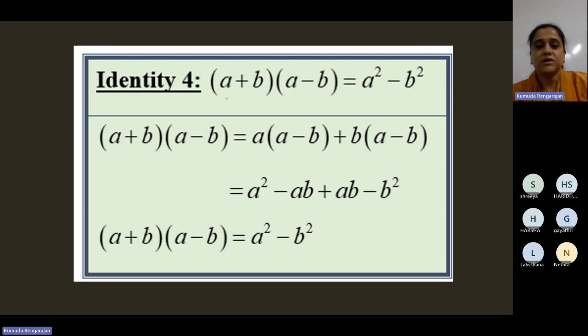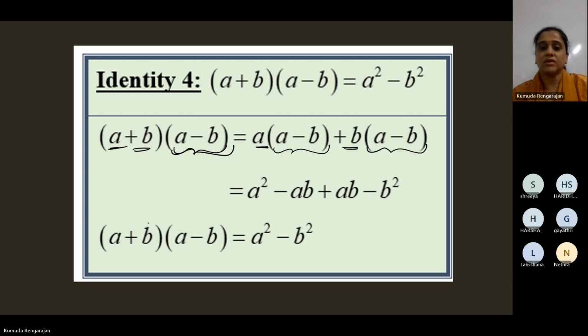Again, familiar. A plus b into a minus b is equal to a squared minus b squared. So let's take up the left-hand side, find the product. How do you find the product? First term a multiplied with the second bracket a minus b. Second term plus b multiplied with the second bracket a minus b. Right? Okay.